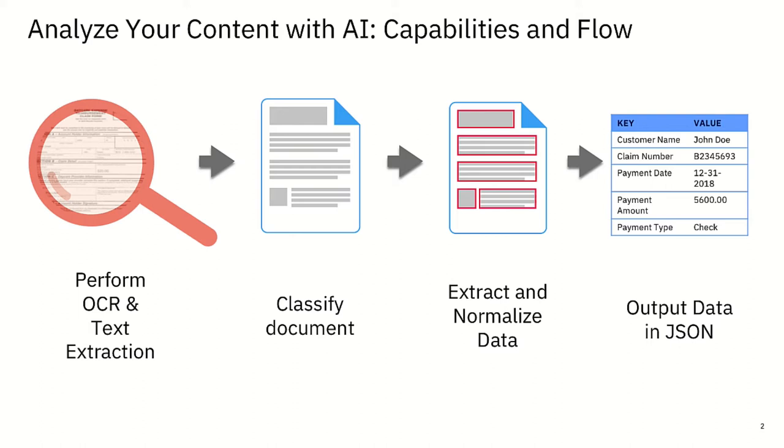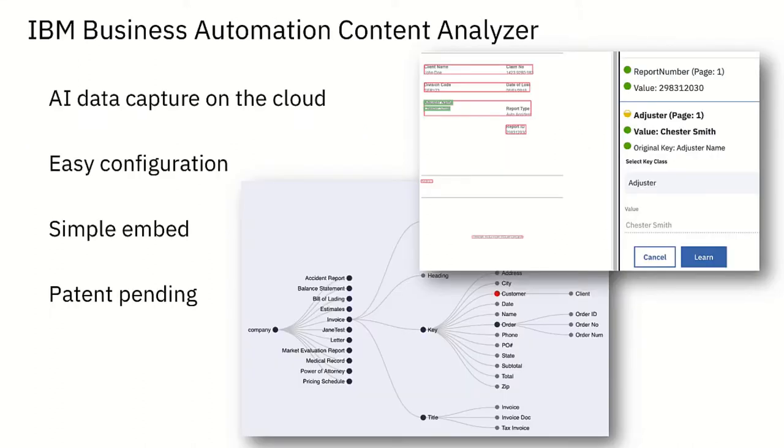OCR is used together with a new IBM Design Classification algorithm to classify, apply semantic normalization, and extract the data and format it in JSON for output, which can then be fed to downstream and different systems to gain more insights. Content Analyzer is AI data capture born on the cloud with easy business user configuration and simple embed options.